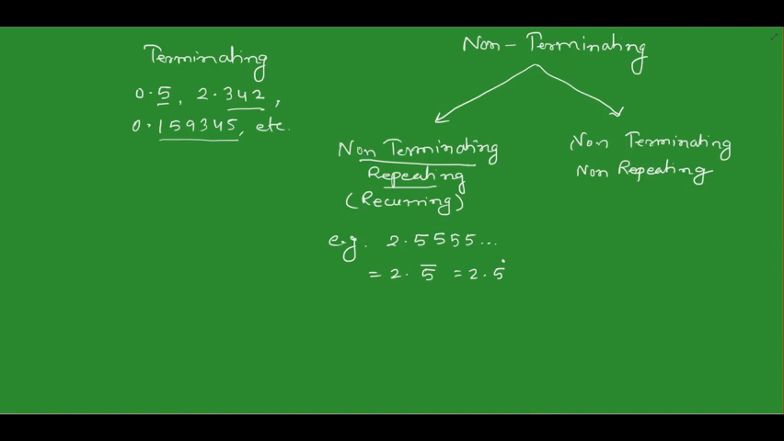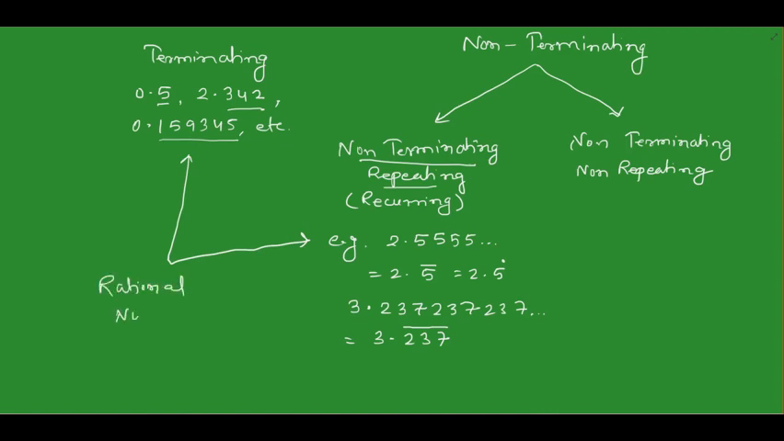Let's see another example, like 3.237237237. That means 237 is repeating. This block of digits, there are 3 digits here that keep repeating. It is not terminating, that means non-terminating, and it is repeating. So this is also an example of recurring. And these two, terminating and non-terminating repeating, come under rational numbers.